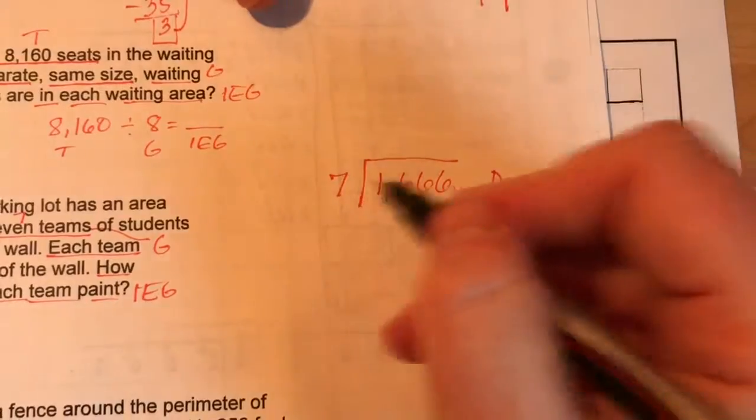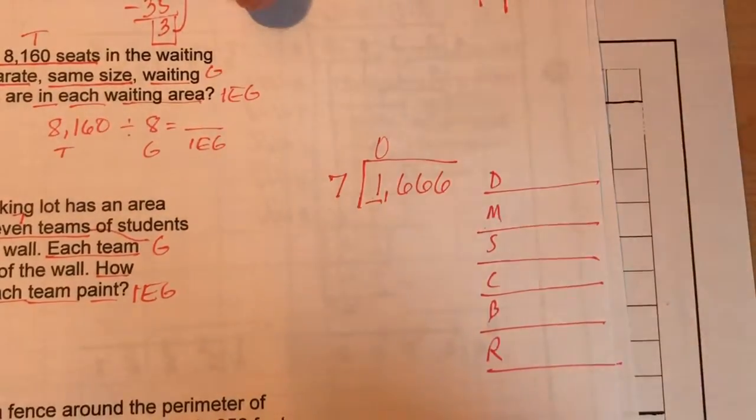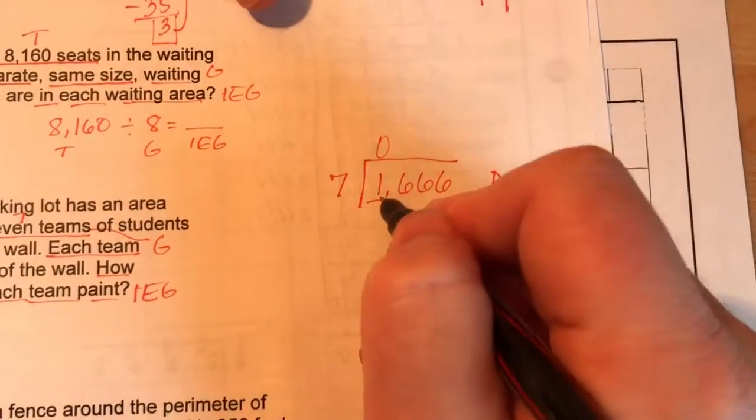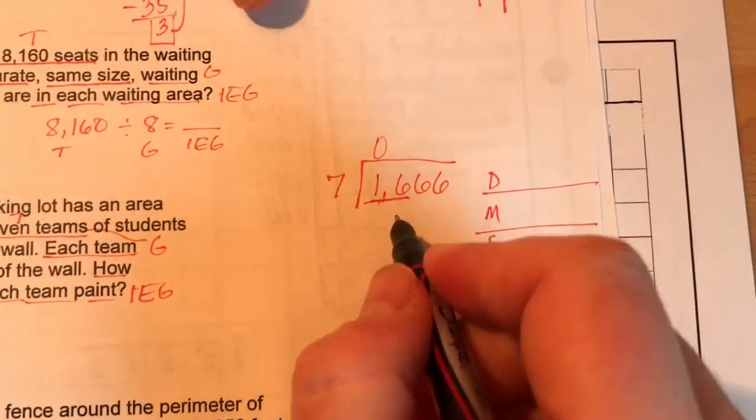And then there we go. Determine 7 times what gets me close to 1 without going over. And that doesn't work for anything. So we're just going to unwrap that and join it together with the 6. So now we're looking at 16.